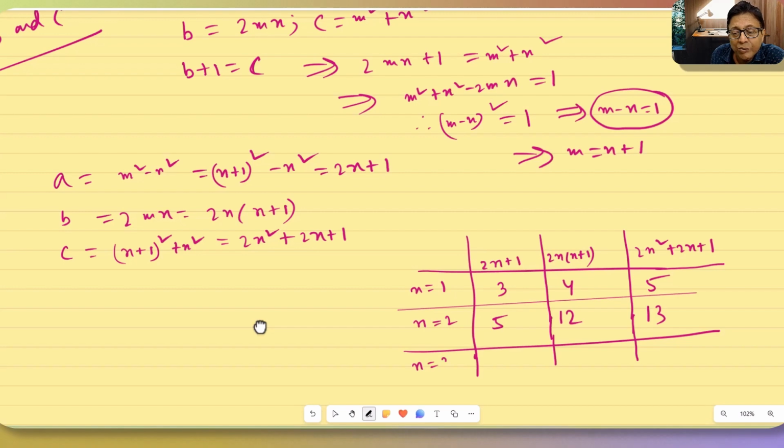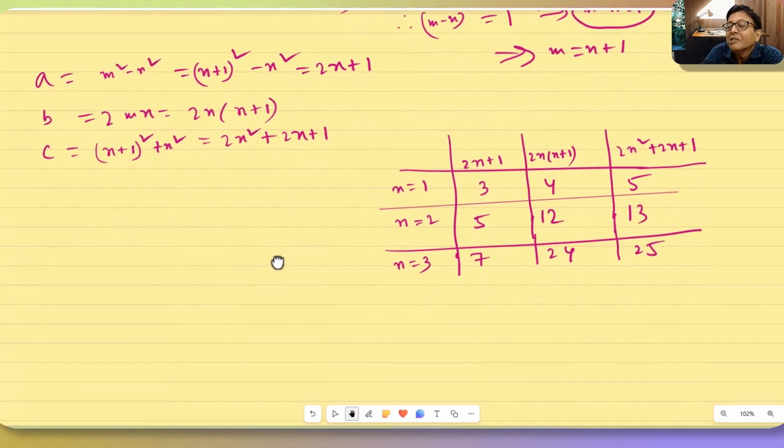Okay, let us do one more. n equal to 3. This is going to be 7. This is 6 times 4, 24. And this is going to be 25. These two are going to be consecutive. Hope you have understood. So, it is possible that b and c are consecutive integers. This way, if you try to generate, you will get many. So, this goes towards proving that primitive Pythagorean triplets are also infinitely many because n is a natural number.